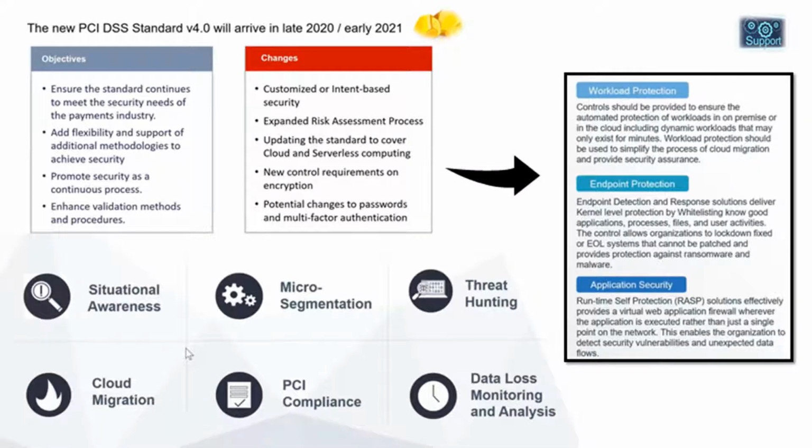As we take a look at what's changing when the PCI DSS Standard 4.0 arrives later in 2020 or 2021, the objectives are to ensure the standards continue to meet the security needs of the payment card industry, add flexibility to support additional methodologies, promote security as a continuous process, and enhance the validation methods and procedures. The six core areas they're going to look at when a PCI assessment is done are situational awareness, microsegmentation, threat hunting, cloud migration, PCI compliance, and data loss monitoring and analysis.